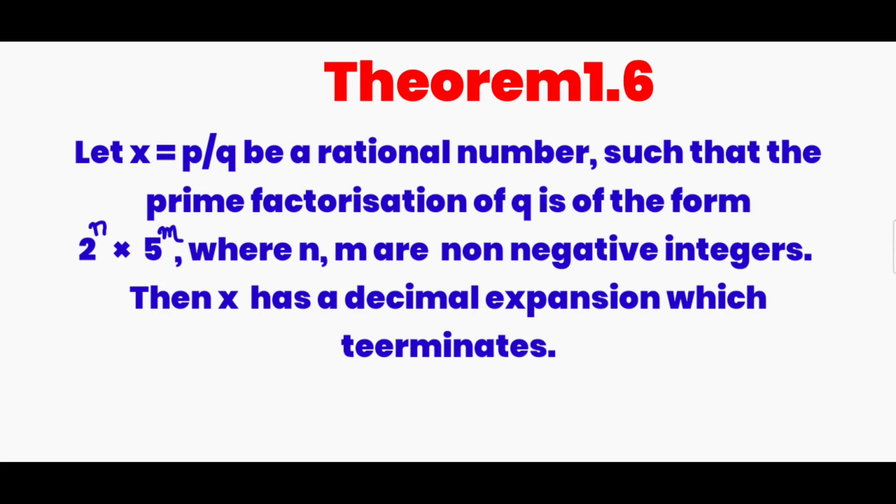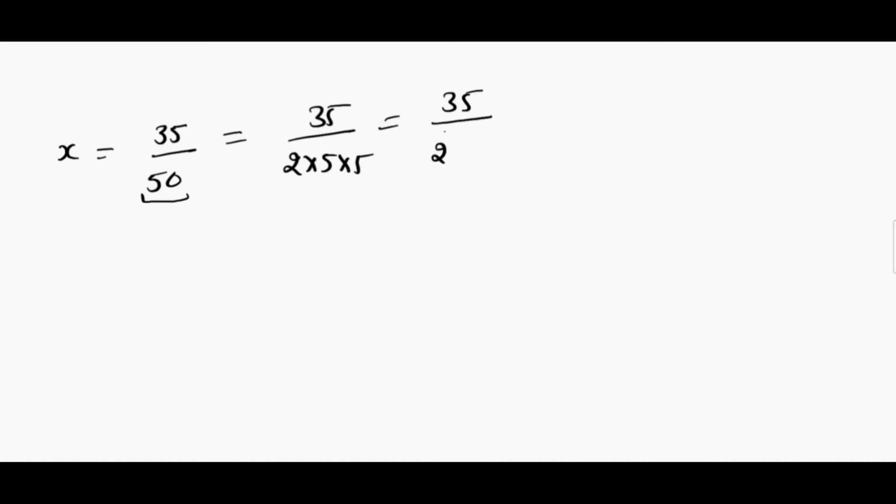For more clarity on Theorem 1.6, let's take x which we can write in p upon q form, that is x equal to 35 divided by 50. Now do the prime factorization of 50. We can write 50 as 2 into 5 into 5. So it means 35 divided by 2 raised to power 1 and 5 raised to power 2. So here it is given that x we can write in p upon q form, and q we can write as 2 raised to power n multiplied by 5 raised to power m. So here my n is 1 and m is equal to 2.